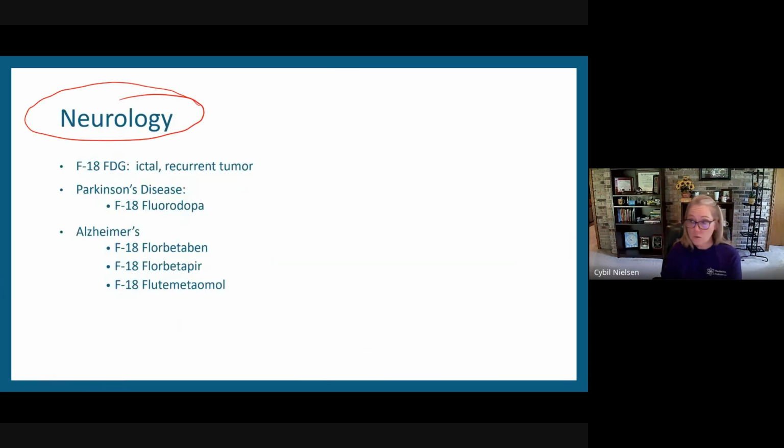So that takes us into neurology. Notice F18-FDG is actually neurology, cardiology, and oncology.